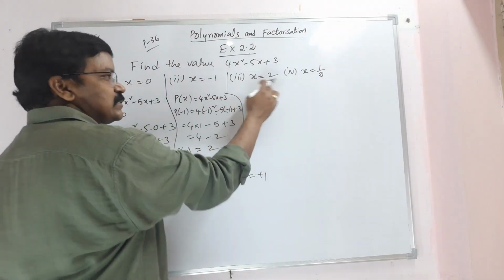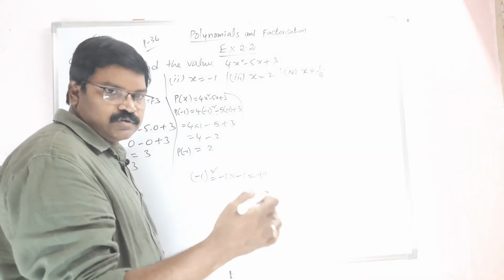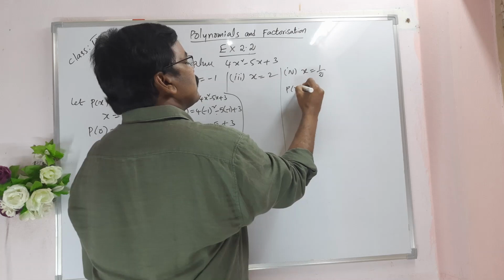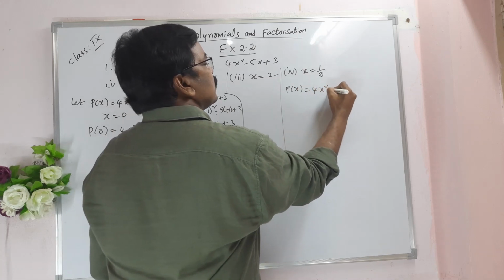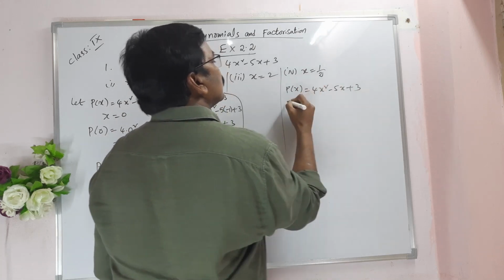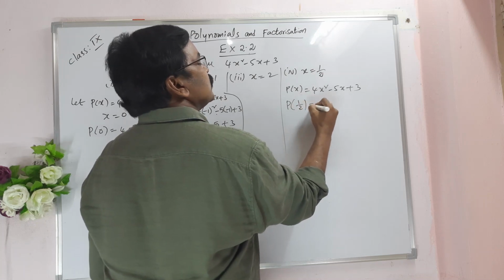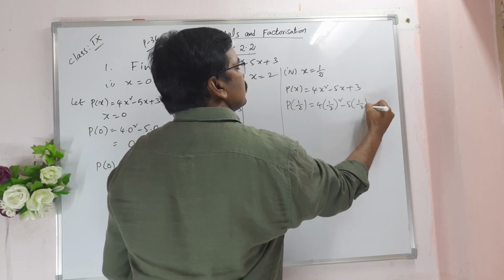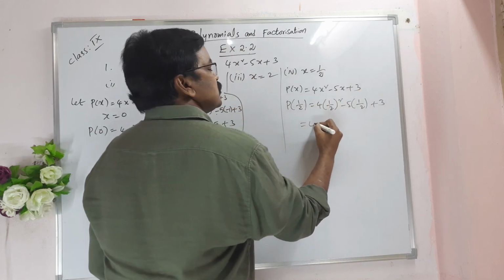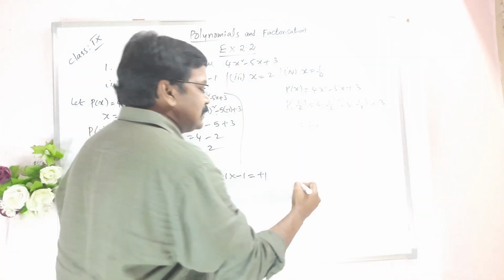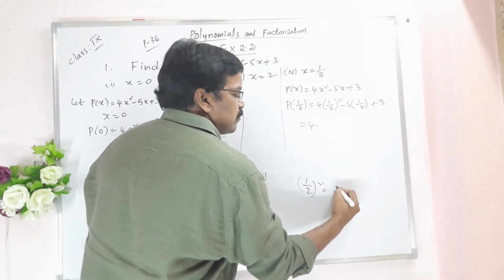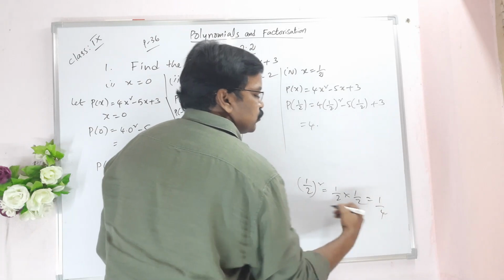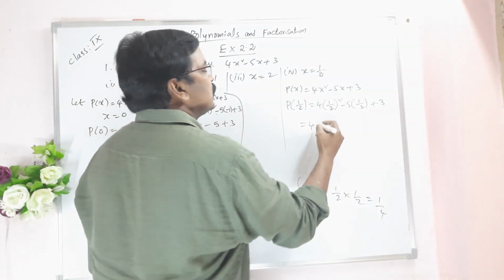What next, students? X is equal to 2 you can do on your own. This is for homework. Now take x is equal to 1 by 2. What is P of x? 4x square minus 5x plus 3. Now take P of 1 by 2. So this is 4 times 1 by 2 whole square minus 5 into 1 by 2 plus 3. So 4 into 1 by 2 whole square means, students, 1 by 2 into 1 by 2, right? 1 into 1 is 1, 2 into 2 is 4, 1 by 4.